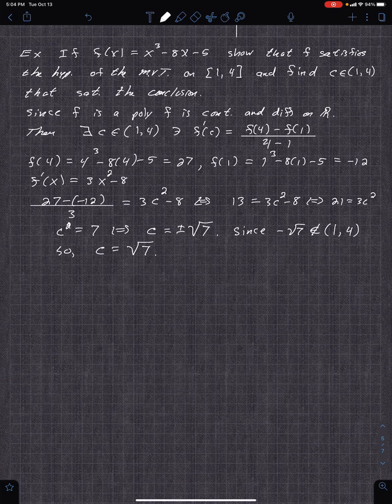Okay, so that's just how you would calculate it and show that something works. I almost always ask this type of question because I want you to study the mean value theorem. It's a really important theorem that comes around a lot. Okay, I think that's it for that section.